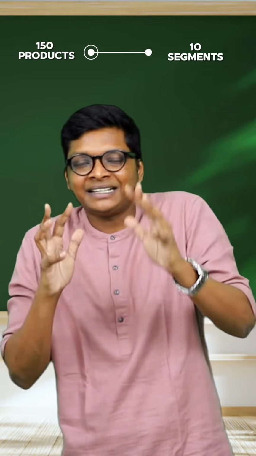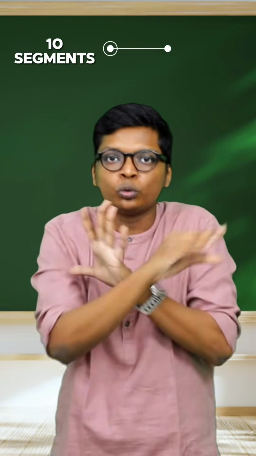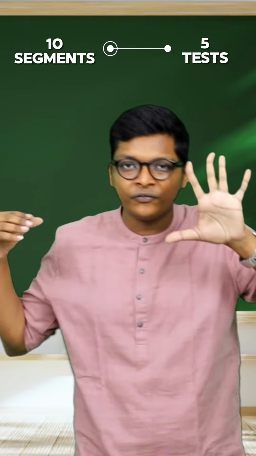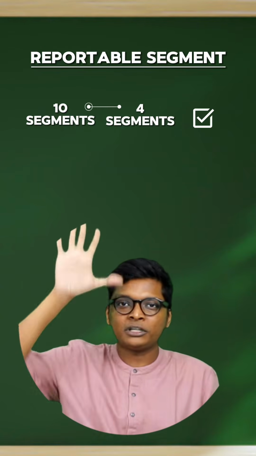Just because there are 10 segments, I can't report all the segments. The next step is to find out what are the reportable segments. So these 10 segments will pass through 5 tests. They will go through 5 tests, and if they pass any one test, then it becomes a reportable segment. Once you find reportable segments, let's say of these 10 segments, only 4 segments have passed. These 4 segments will be reported in the format.